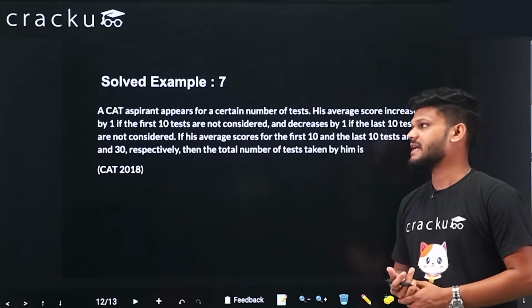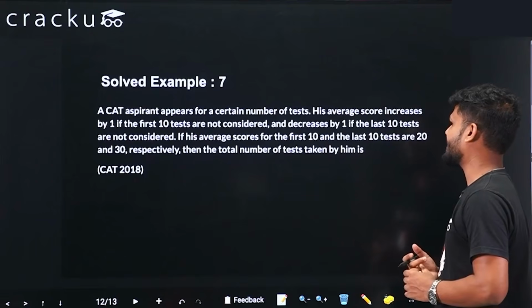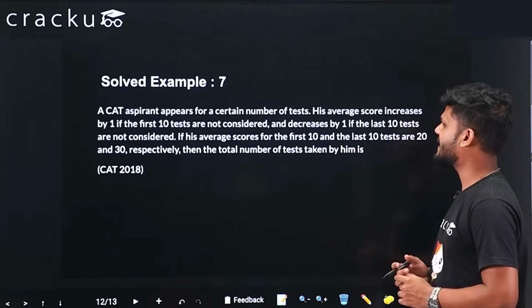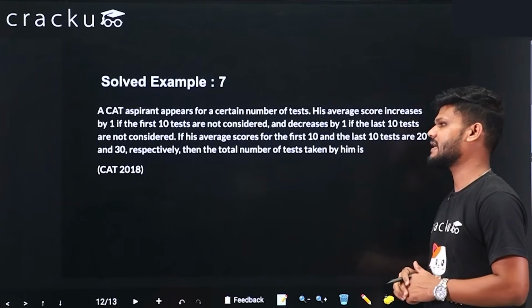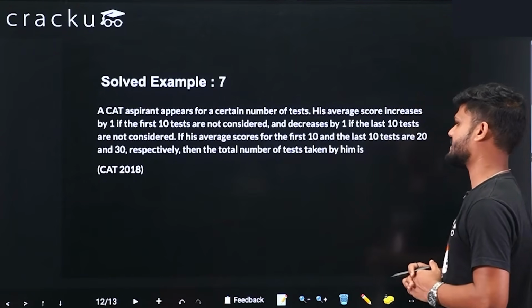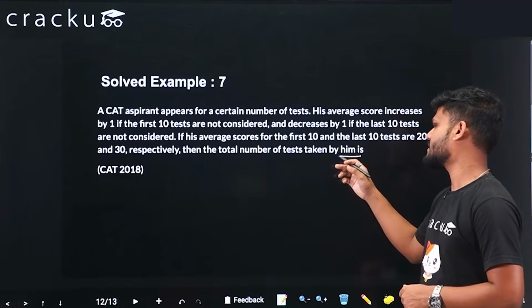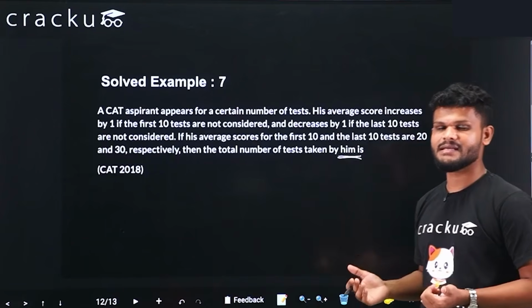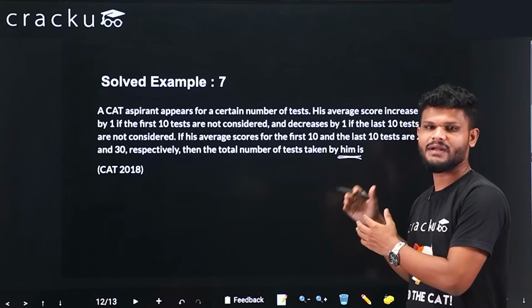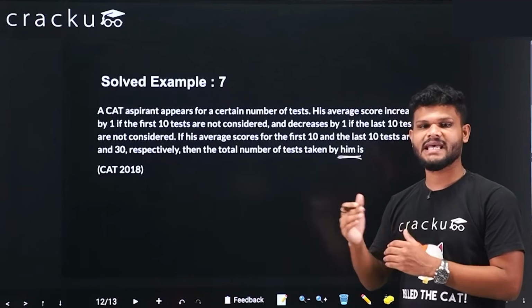In this question we are asked, a CAT aspirant appears for a certain number of tests. His average score increases by 1 if the first 10 tests are not considered, and decreases by 1 if the last 10 tests are not considered. If his average score for the first 10 and the last 10 tests are 20 and 30 respectively, then the total number of tests taken by him is what? This is nothing but when the first 10 tests are not considered, some number will be there. When the last 10 tests are not considered, some number will be there. But the number will be the same in both cases.